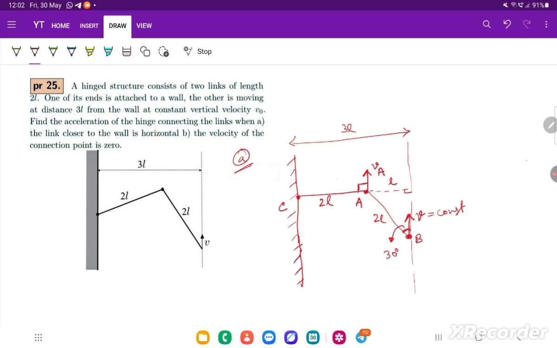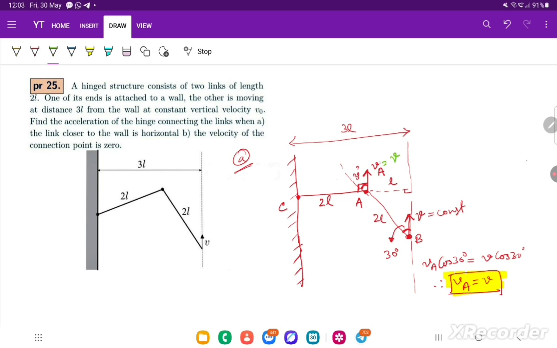If we assume this one is theta, sin theta will be L upon 2L, that is half. So theta is nothing but 30 degree. And if we extend this line, this angle will also be 30 degree. From geometry you can easily conclude that one, right? So applying velocity constraint, we can write that VA cos 30 degree will be equal to V cos 30 degree. So VA comes out as V. So now I am done with the magnitude of VA also. It is nothing but V itself.